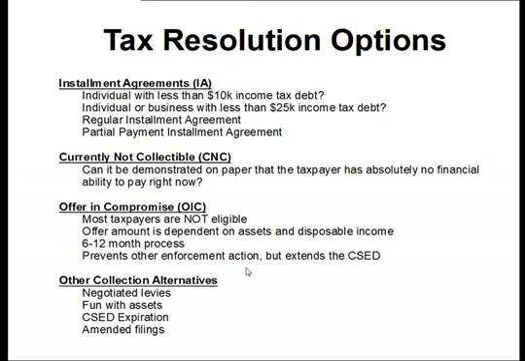And this is a good time for me to tell you about the CSED. The IRS has 10 years from the date that taxes are assessed in order to collect them. There are things that can stop the clock and therefore extend that 10-year period, like when you file an offer in compromise or something like that. But in general, it's 10 years.